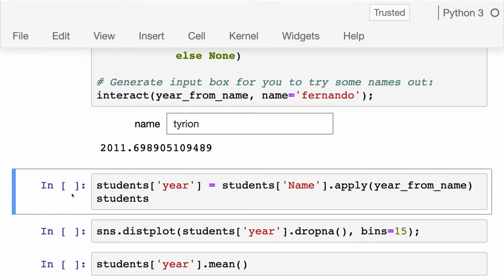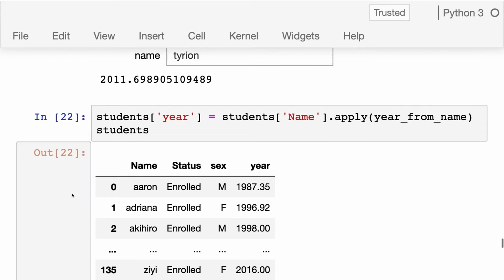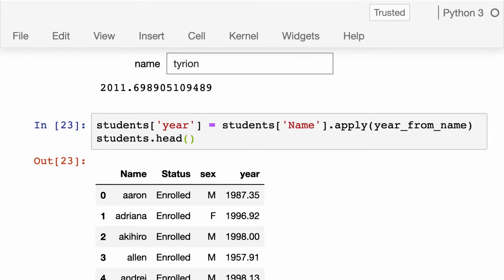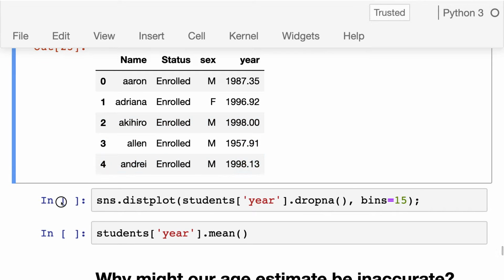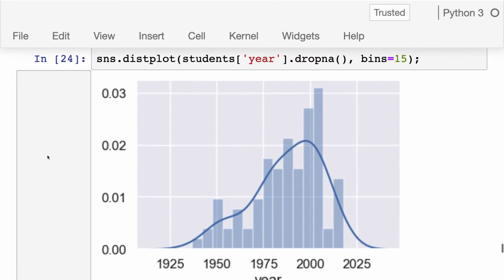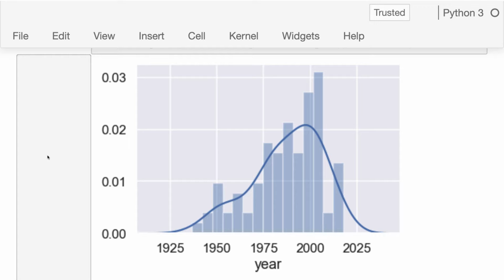Okay, so what I'm going to do is use this to make a prediction for everyone in this class. Okay, so I have here our table. And I'm going to plot the distribution. And this is my predicted distribution of all your ages, just based on your name alone. So it looks like I have here a curve. Some of you guys look pretty old, some of you guys look pretty young, but it looks like maybe the peaks are around 1990, 2000, which hopefully is quite right.